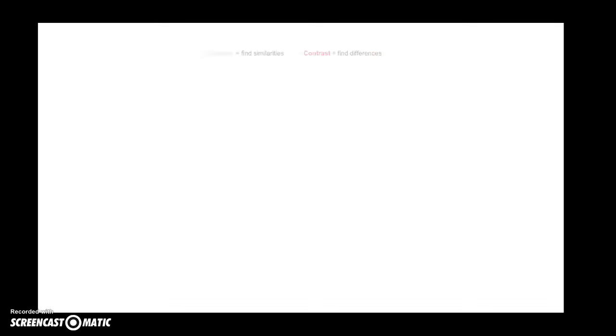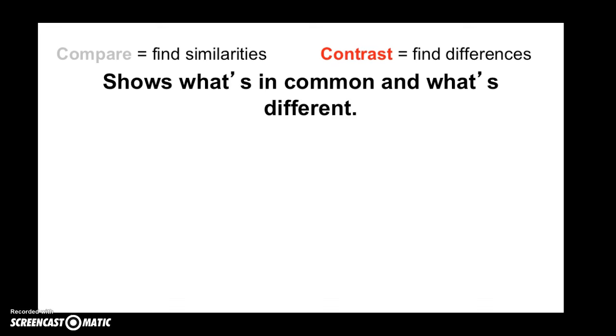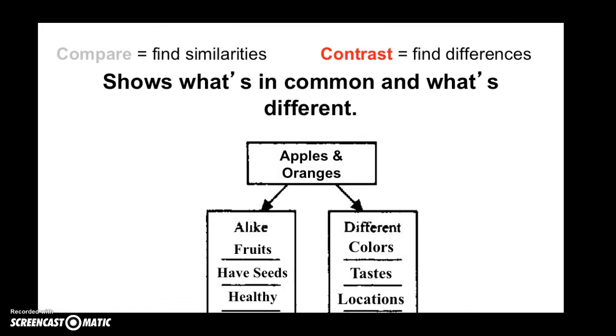Compare and contrast. Compare equals find similarities, and contrast equals find differences. It shows what's in common and what's different. Apples and oranges. How they're alike: they're fruits, have seeds and are healthy. How they're different: different colors, different tastes, and different locations.